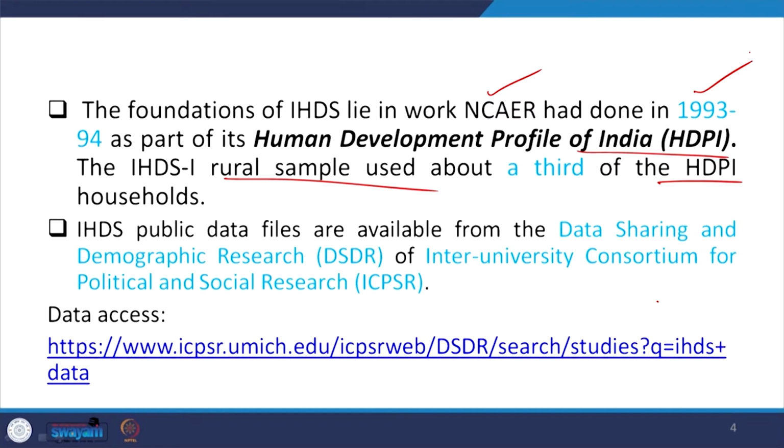IHDS public data files are available from the Data Sharing for Demographic Research, DSDR, famously known as DSDR, of the Inter-university Consortium for Political and Social Research, also famously known as ICPSR. The website is linked here.